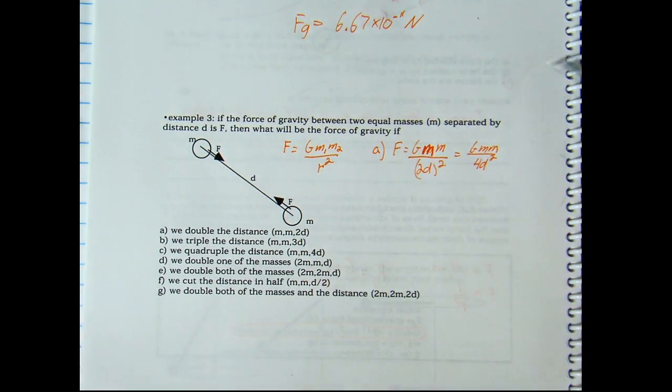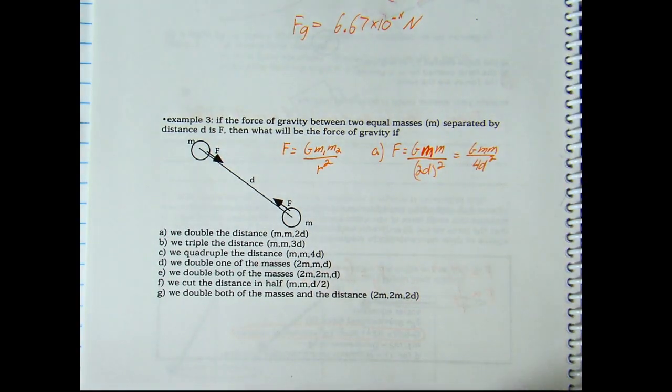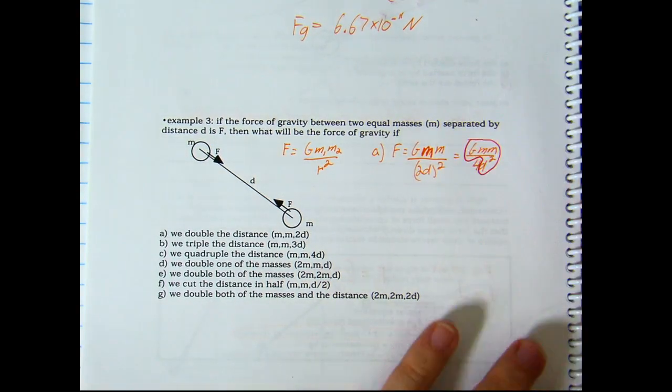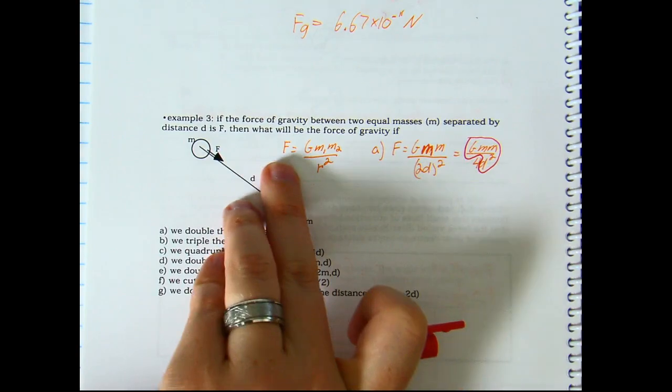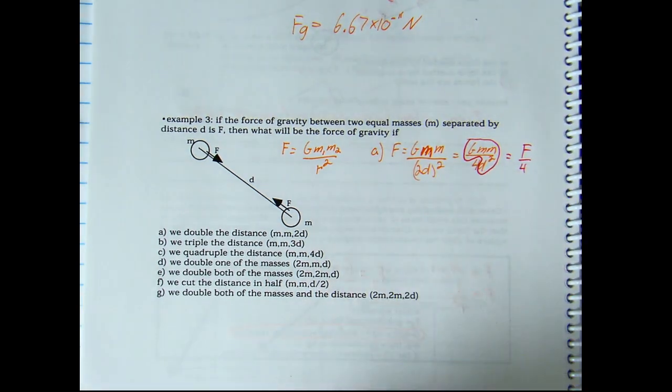And so what this tells us is that the force of gravity, this piece here, is just what we started with for Fg. So this is just going to be equal to F over a quarter. So when we double the distance, we quarter the force. We have 1/4 the force of gravity.